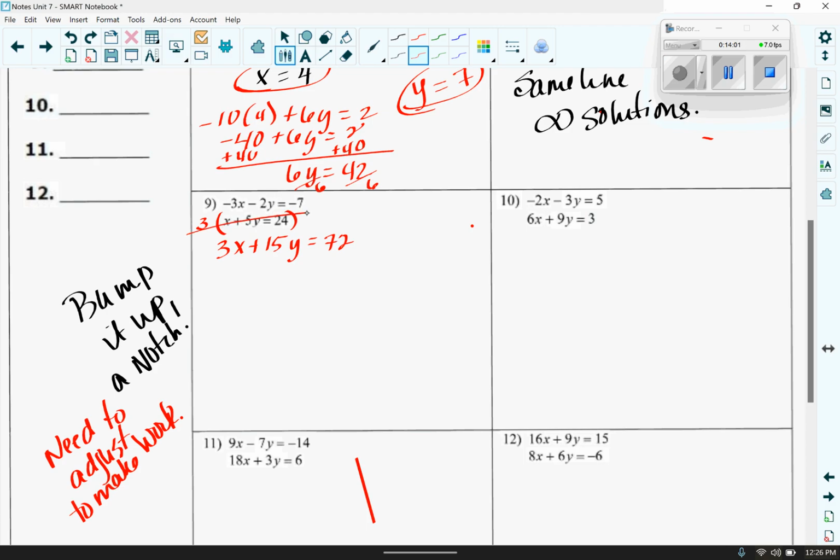Cross that off with a quick x, and then I end up with negative 3x plus 3x is gone. Negative 2y plus 15y gives me 13y. And I get negative 7, excuse me, so it's going to be 65. And divide both sides by 13.